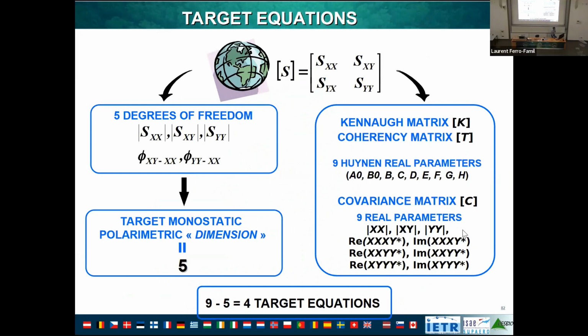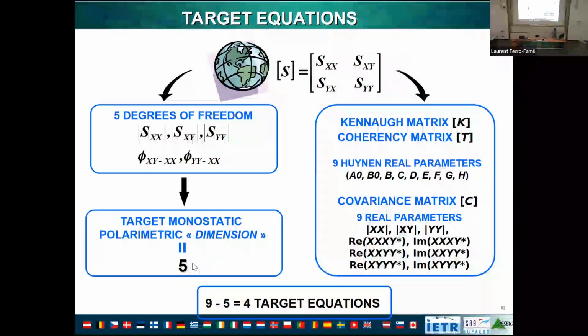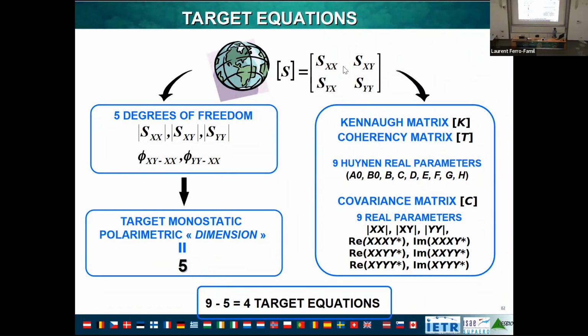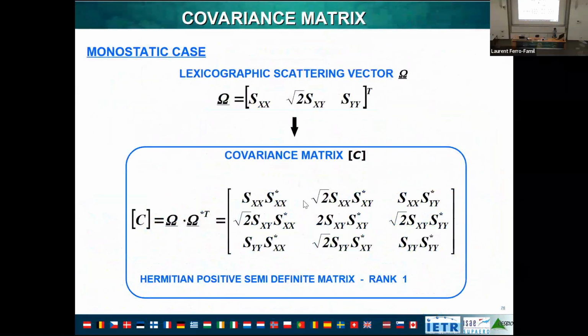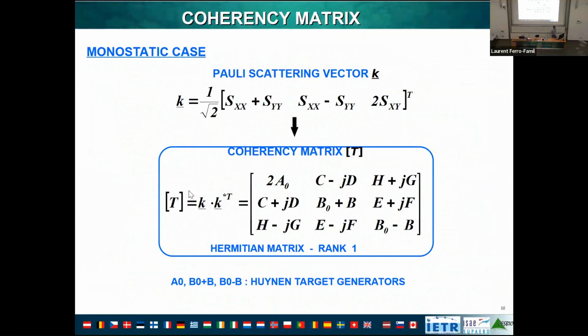So what does it mean? We start from the Sinclair matrix. We have three moduli and phase differences, 5 degrees of freedom. When we start from S and create the covariance matrix or the coherency matrix, we have 9 real parameters. Why 9? Because this matrix is 3 by 3, and by construction it is Hermitian. It means that these coefficients are the complex conjugates of those. So we have 3 real parameters on the diagonal, and 3 complex coefficients, which means 6 real parameters, for a total of 9 coefficients.